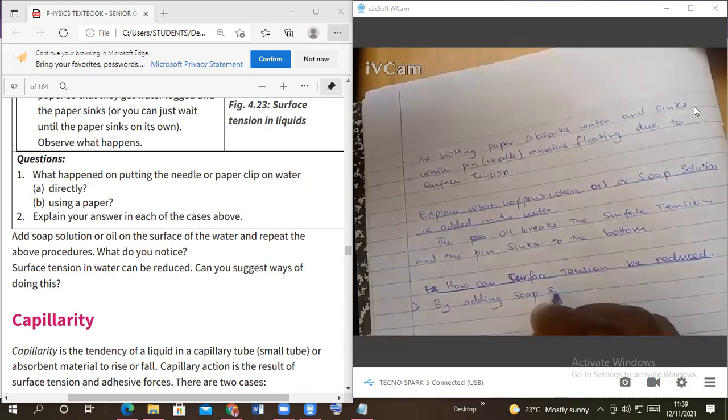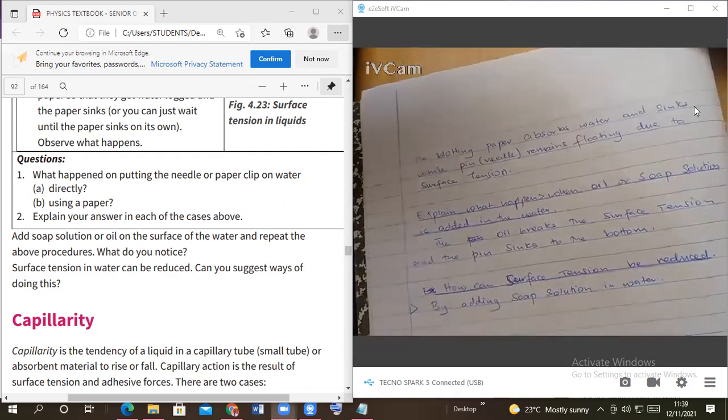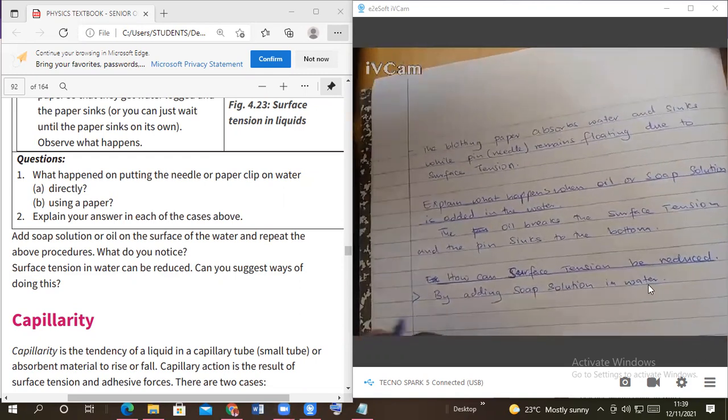Adding oil solution in water, that's one of the ways how we can reduce surface tension. Another one. By adding soap. When you add soap solutions or detergent, it reduces the surface tension.